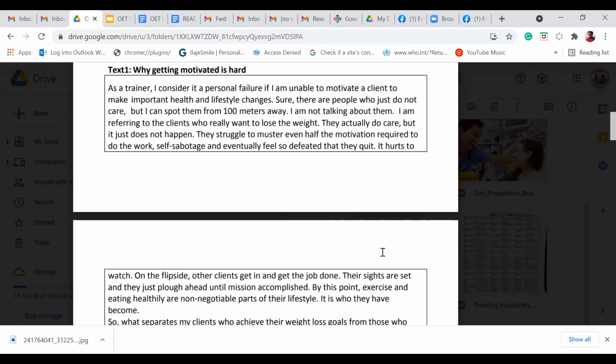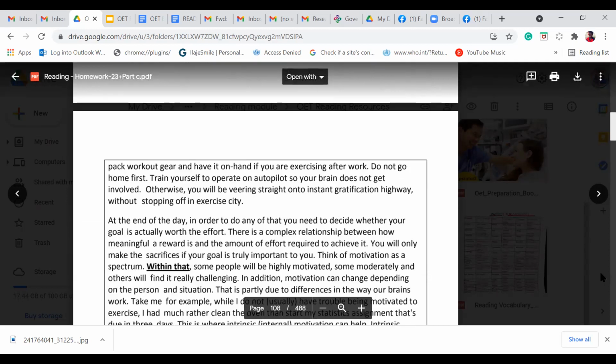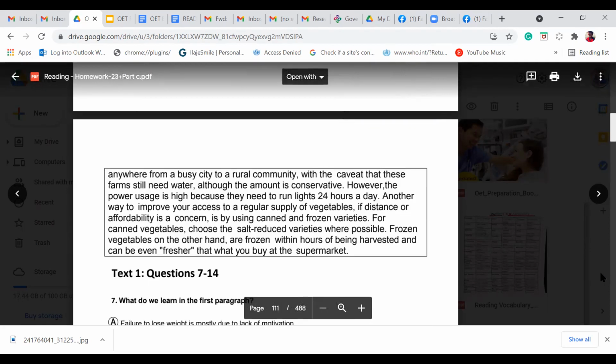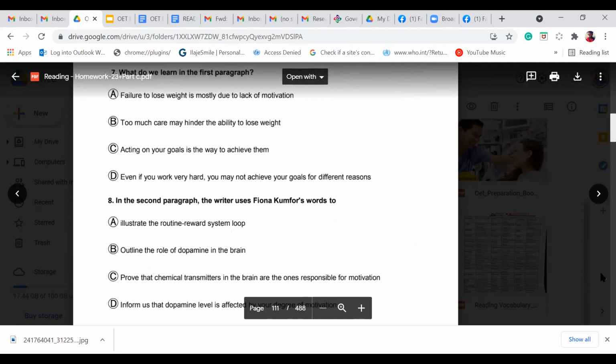So it's not like too much care. They care, but it does not happen. Losing weight does not happen. So the option says too much care, which means that it is wrong. Too much care does not hinder the ability to lose weight. They do care, but it does not just happen. Can we understand? So B is wrong.